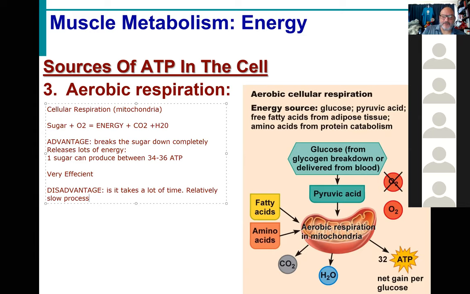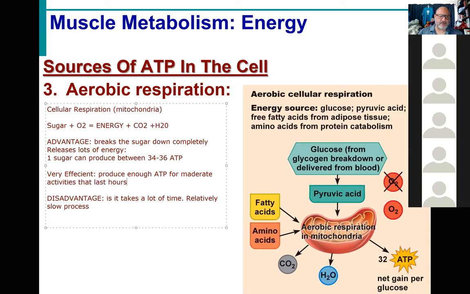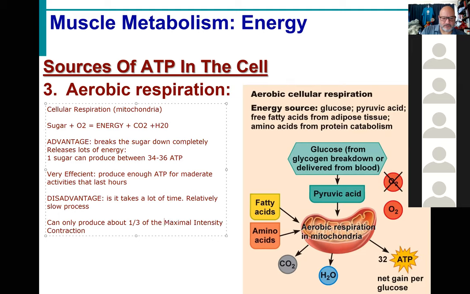What this means is that while it's very efficient, it can produce enough ATP for moderate activities that last hours. The problem with it is it takes time. So if our goal is to contract a muscle at its maximal intensity, aerobic respiration can only produce about a third of the energy we would need for that. So, again, if we're going to sprint, aerobic respiration isn't going to be able to produce enough energy for us to do that.